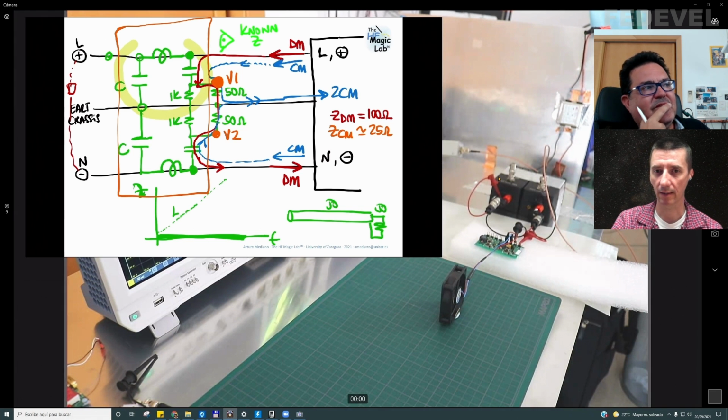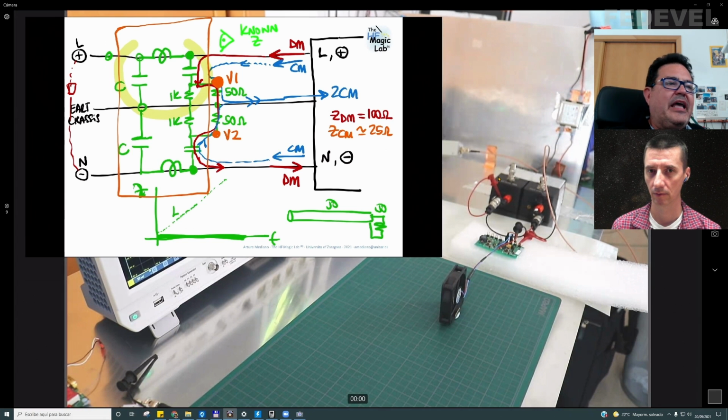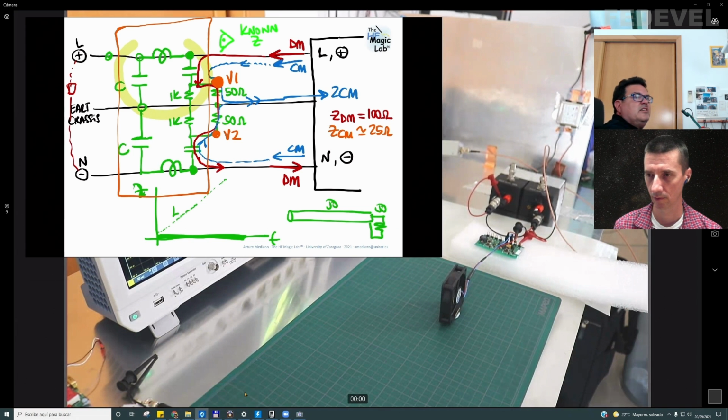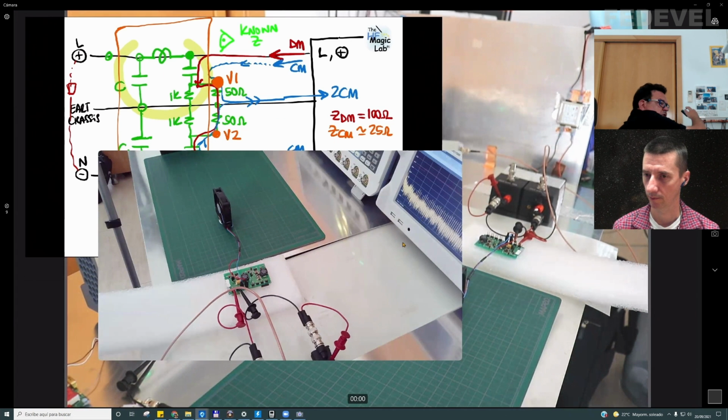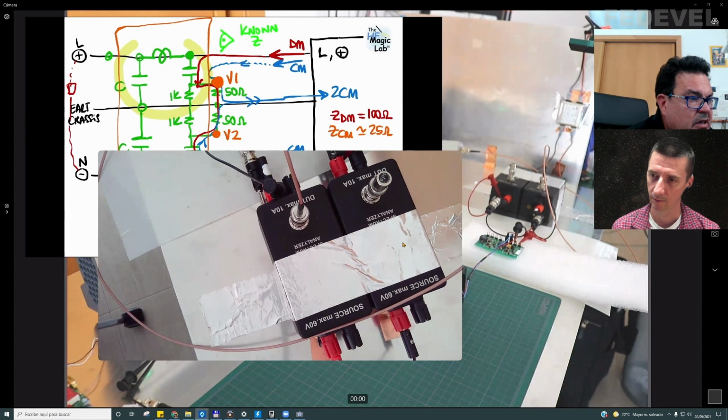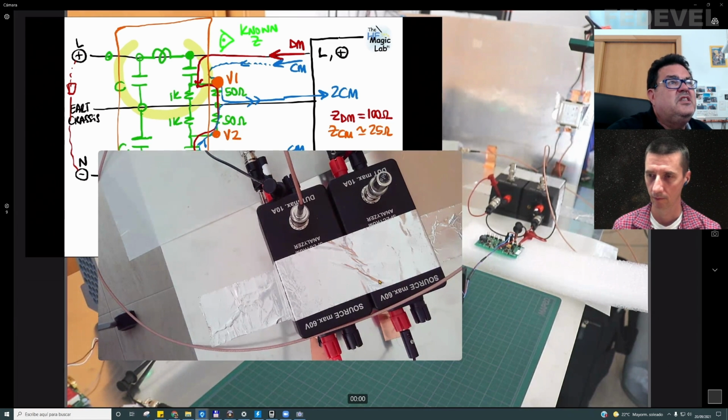Okay, so what model exactly are you using here? This one is the tech box. It's a tech box line impedance stabilization network. Let me try to show you with the camera. Okay, so this is a tech box line impedance stabilization network that is for DC, maximum 60 volts and maximum current 10 amps. Okay, it's for DC.